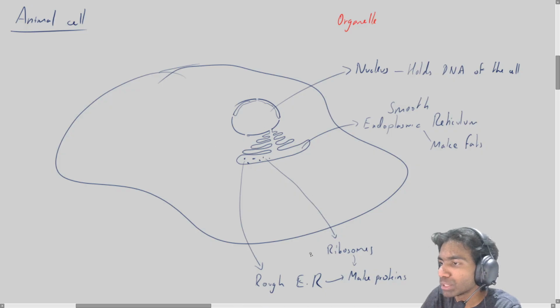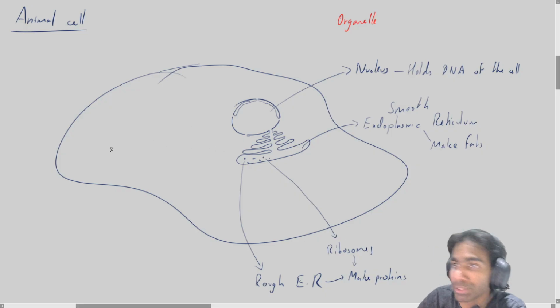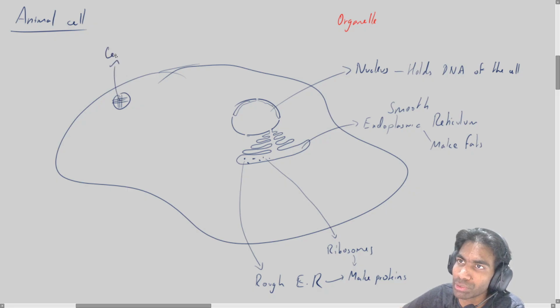Okay, and then apart from that, we've also got another organelle, the centriole, which looks something like this. It's kind of like a bunch of tubes of fibers that are connected to each other. Again, this is the centriole. This is just an organelle that will help in cell division, which helps to multiply the cell. So it helps in cell division.